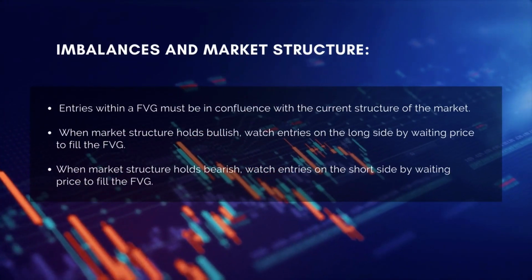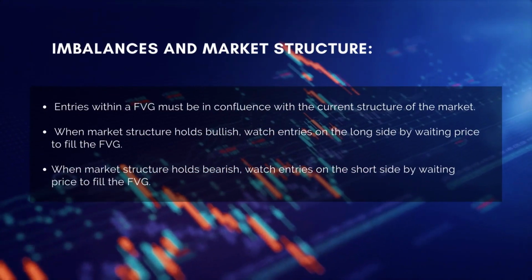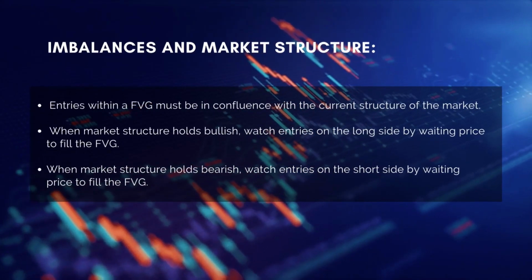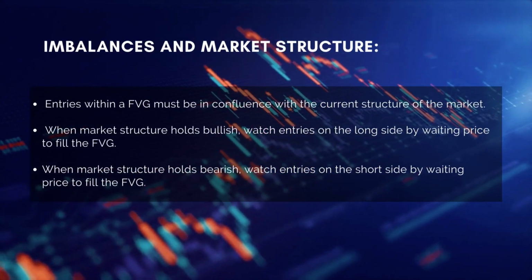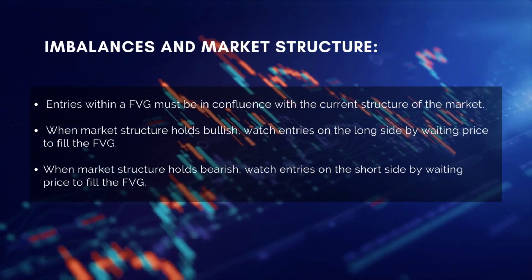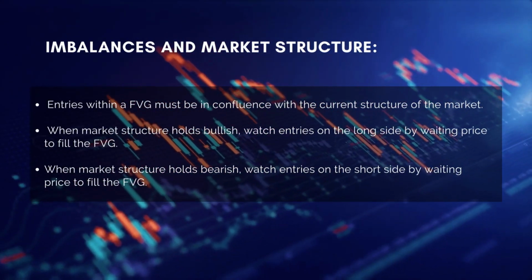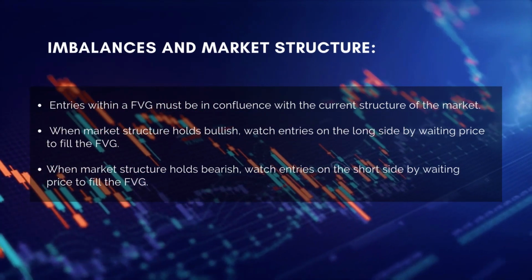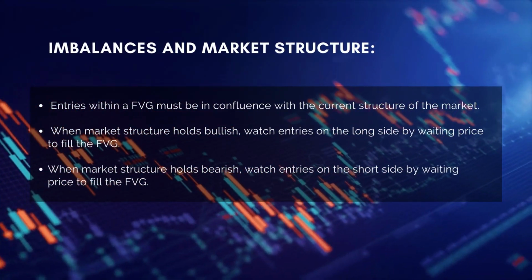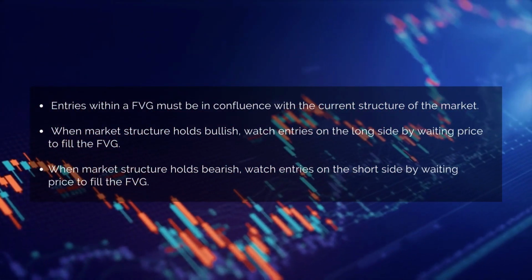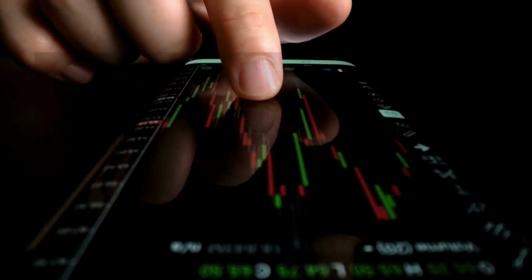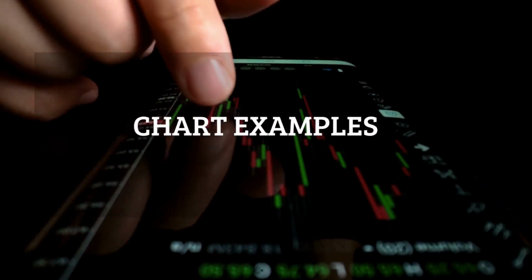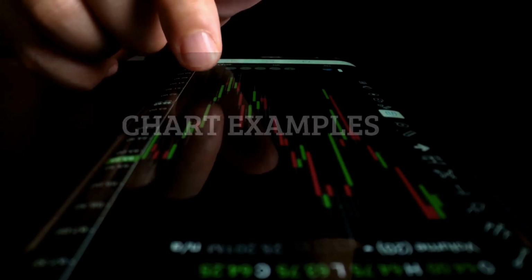Entries within a fair value gap must be in confluence with the current structure of the market. When market structure holds bullish, watch entries on the long side by waiting for price to fill the fair value gap. When market structure holds bearish, watch entries on the short side by waiting for price to fill the fair value gap. We'll see now some examples from the chart about market structure and imbalances.